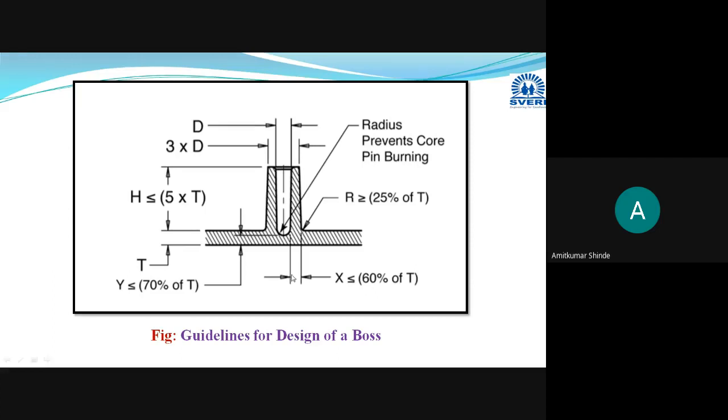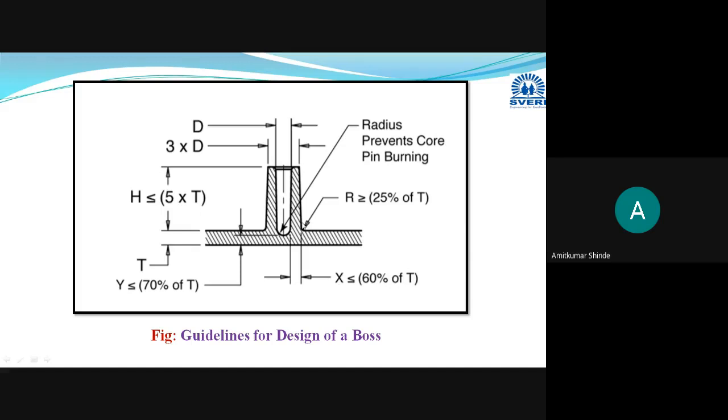This is the thickness. Then this is the internal diameter, and the external diameter should be 3 times the internal diameter. And the height of this boss should be 5 times the wall thickness.